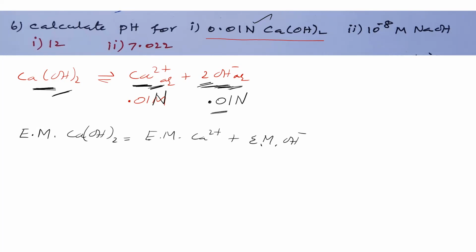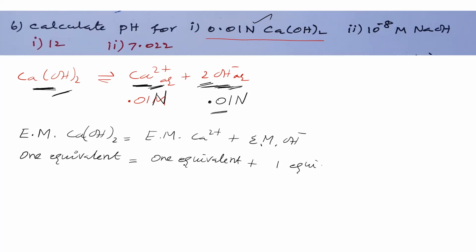Equivalent mass means one equivalent, just as we say 1 mole, 2 moles, 3 moles. Equivalent mass means one equivalent of calcium hydroxide. For molarity, we say number of moles; for normality, we say number of equivalents. So one equivalent mass of calcium hydroxide is equal to the equivalent mass of calcium ion, which is one equivalent of calcium ion, plus the equivalent mass of hydroxide, which is one equivalent of hydroxide. So one equivalent of calcium hydroxide is equal to one equivalent of calcium ion plus one equivalent of hydroxide. Like that only we have to say.